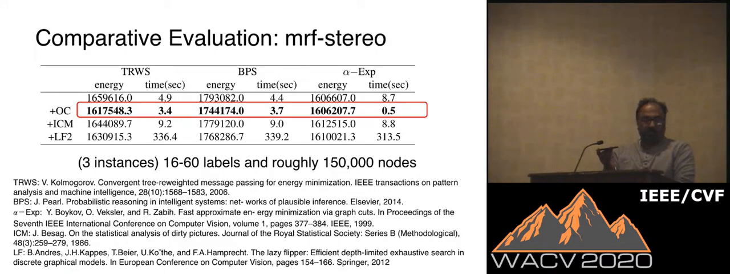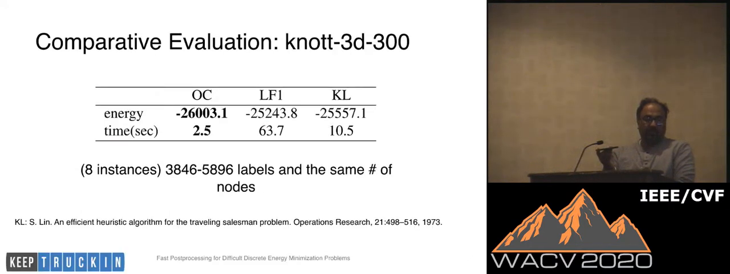Here we report comparative evaluation of OrderCut, iterated conditional modes, and lazy flipper as post-processing algorithms initialized on TRWS, BPS, and alpha expansion on the MRF stereo dataset. This dataset has 16 to 60 labels and roughly 150,000 nodes. We use a depth of 2 for lazy flipper, whereas higher depths were intractable. With all three initializations, OrderCut works better than ICM and lazy flipper, while it is considerably faster.